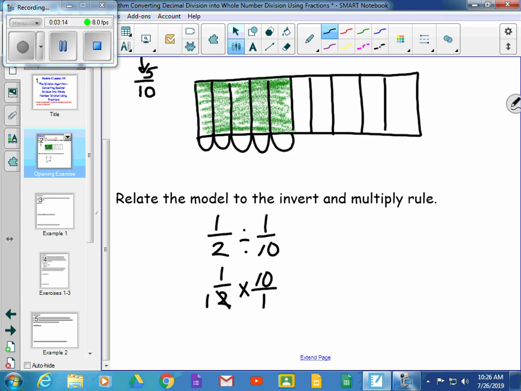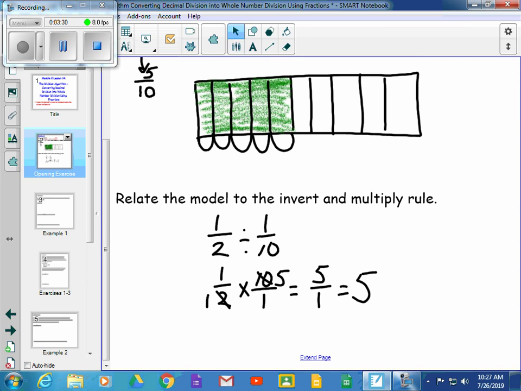reduce diagonally. I can divide a 2 out of both of these. And then since I can't reduce diagonally on 1, I'm going to multiply straight across and get 5 over 1, which simplifies to 5, which is the same answer as I've gotten up above.